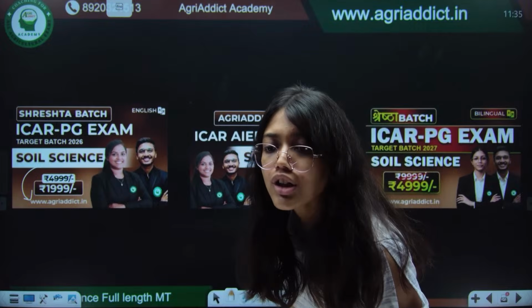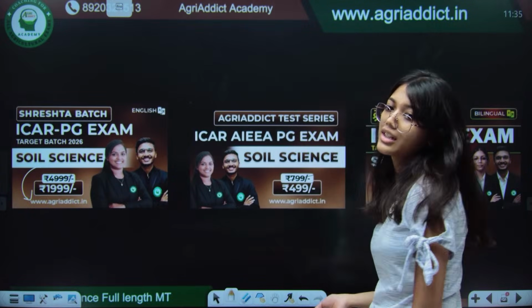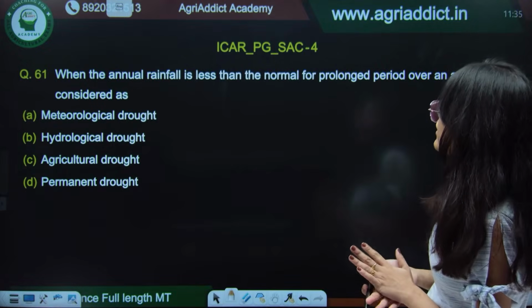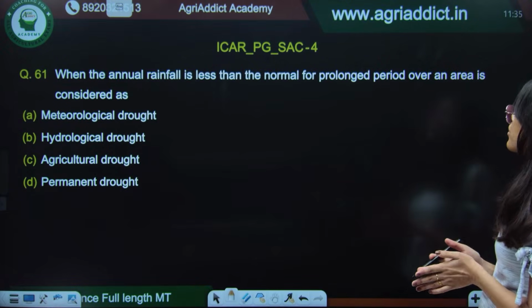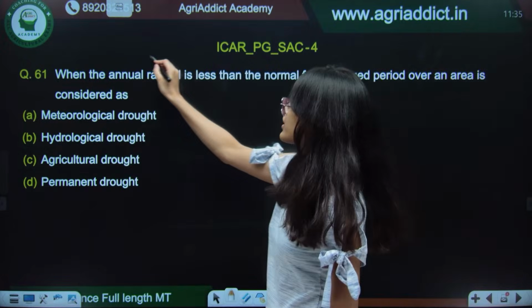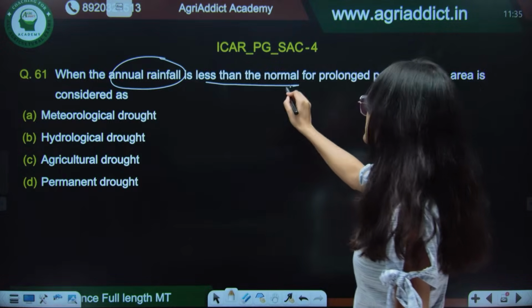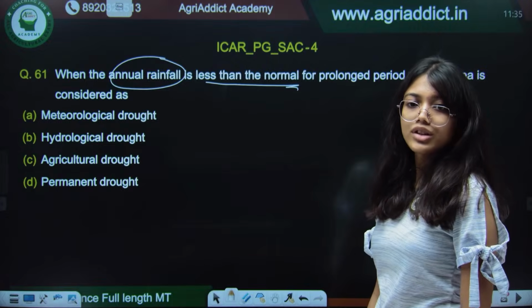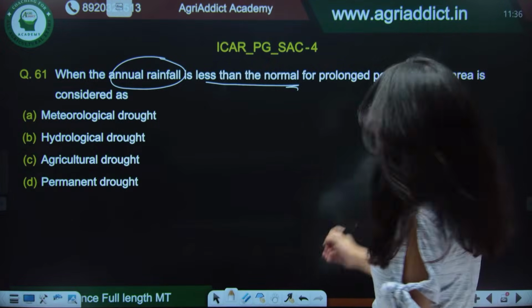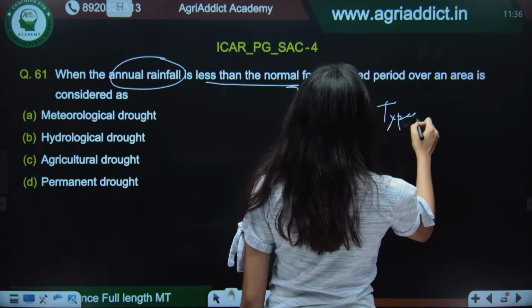Cumulonimbus is also vertical. Yes. Now, when the annual rainfall is less than the normal for prolonged period over an area, it is considered as. So, we are saying that annual rainfall is less than the normal. So, what kind of a drought will it be? Types of drought, it is very important for your exam. What types of drought?